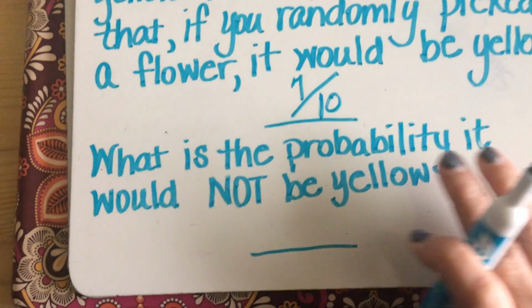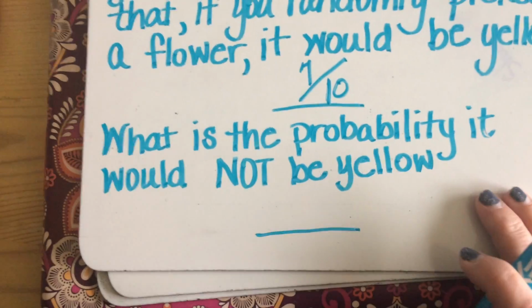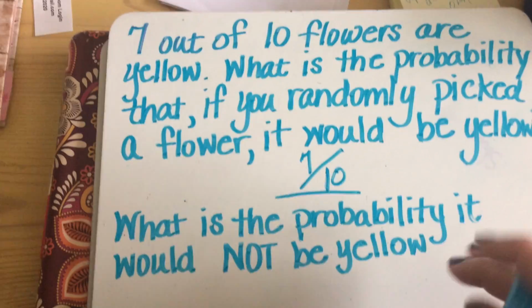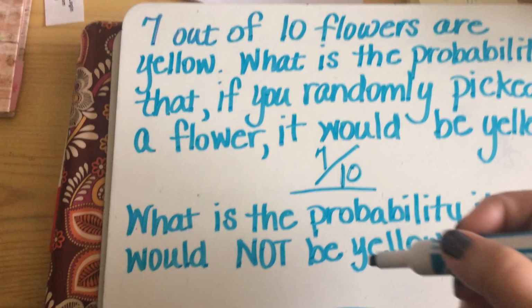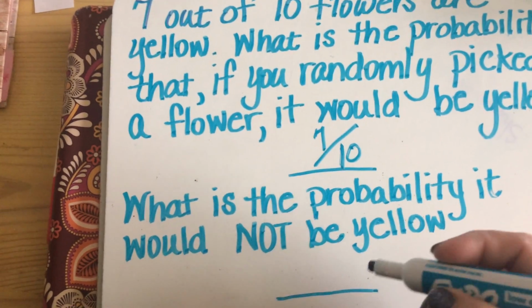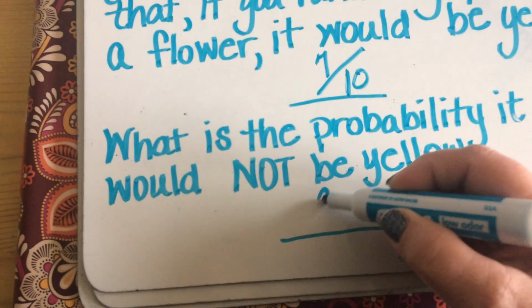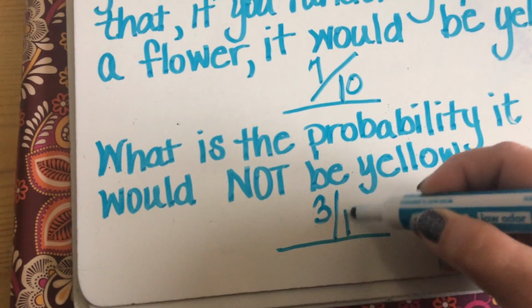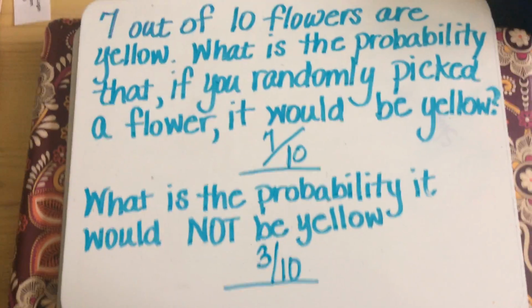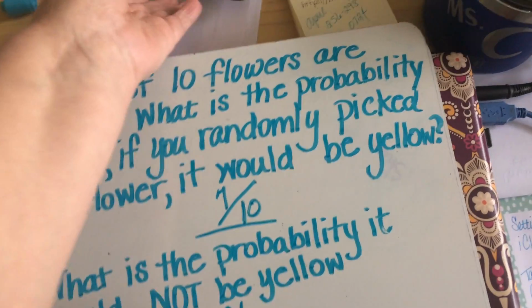Well, what is the probability that it would not be yellow? If you have 7 out of 10 that are yellow, then that leaves 3 remaining. So 3 are not yellow. You have a 3 out of 10 chance that it would not be yellow.